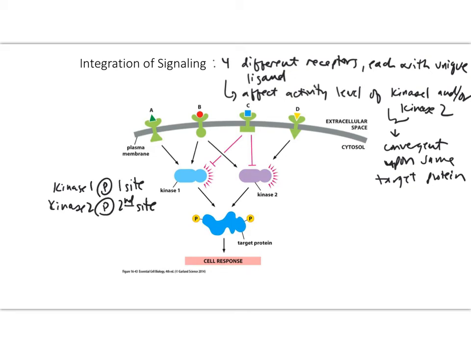And so to talk through this, let's say that we've got our ligand B, through its receptor, will activate both kinase 1 and kinase 2. Since each of these, in our example, are phosphorylating the 2 sites that are needed to activate the target protein, then just with ligand B, we can elicit this cellular response.